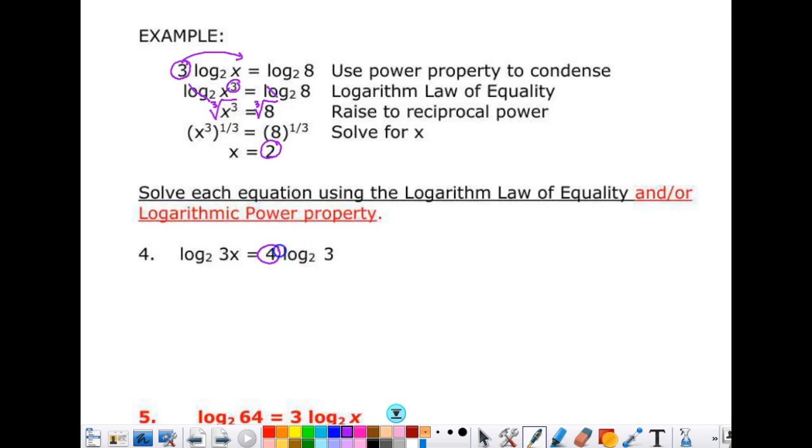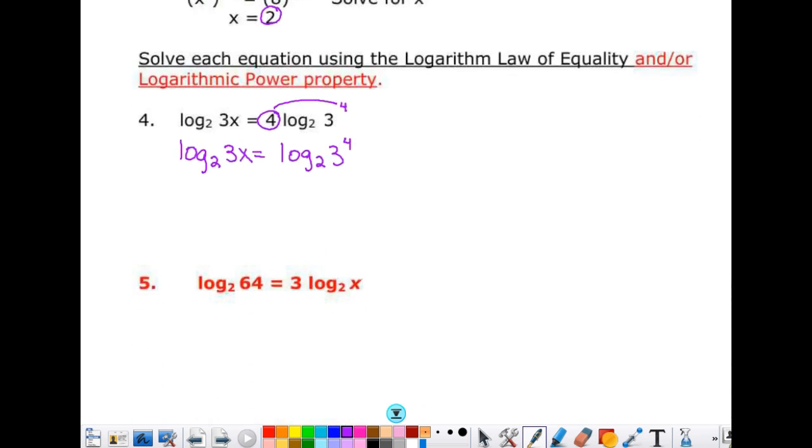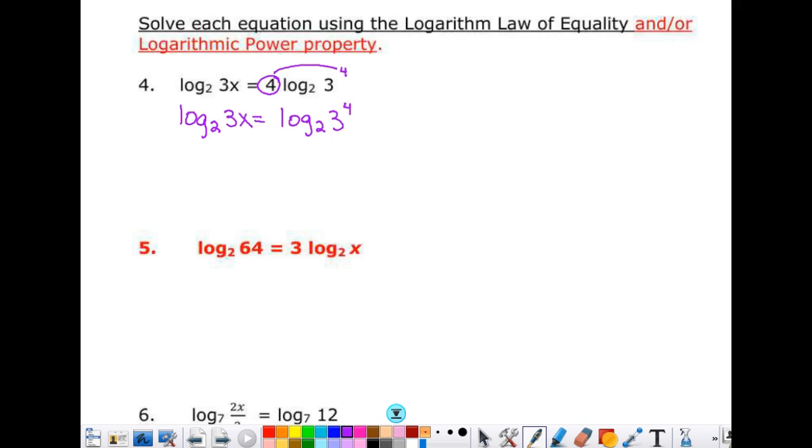Okay, so let's look at number 4. First of all, I see this 4 in the front, so we need to move it back up here as a power. Now that we don't have any messy stuff in the front, we can get rid of the logs and just say 3x is 3 to the 4th power.